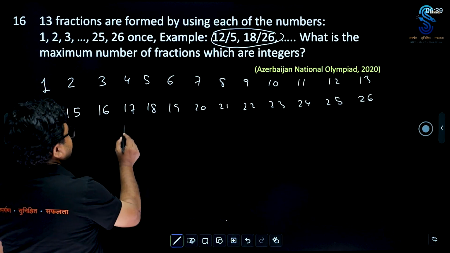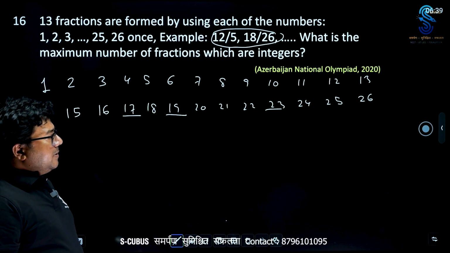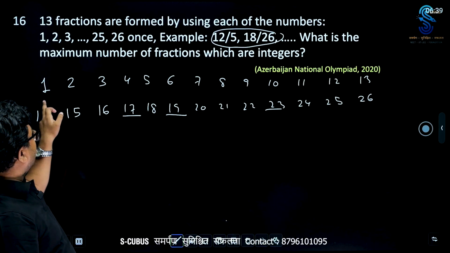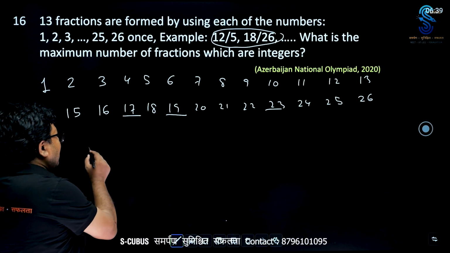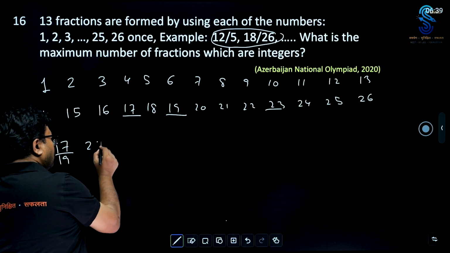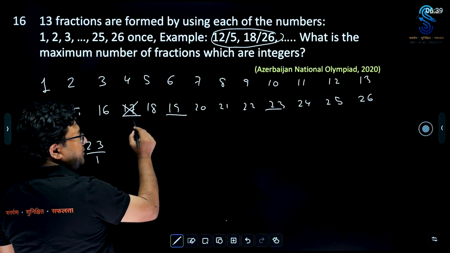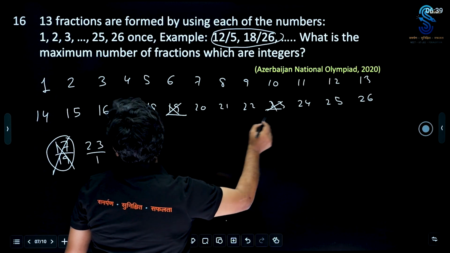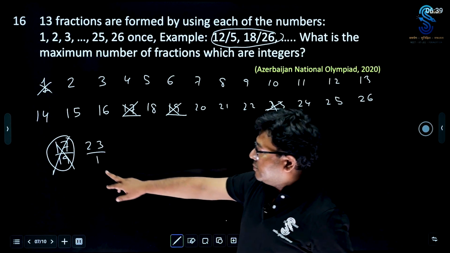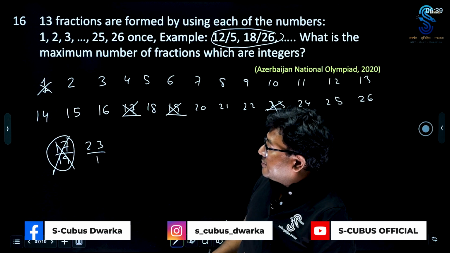Obviously, what are the prime numbers here? 17, 19, 23. There are 3 prime numbers. So if you keep them in the denominator or numerator, you can't get an integer unless you put 1 in the denominator. So only one of them can be managed. So 17 by 19, 23 by 1. This is not an integer. This we have done, this we have used. So at least one of the numbers will be not an integer. So for the rest, I'll try to make integers.